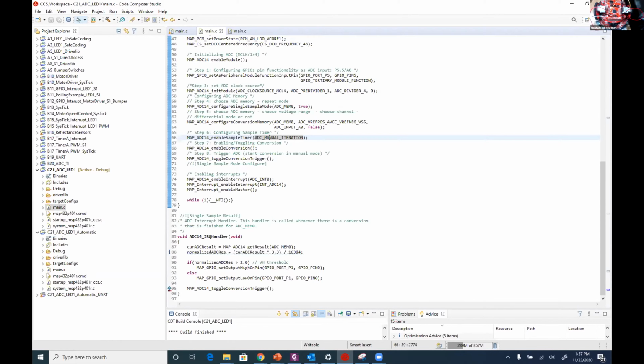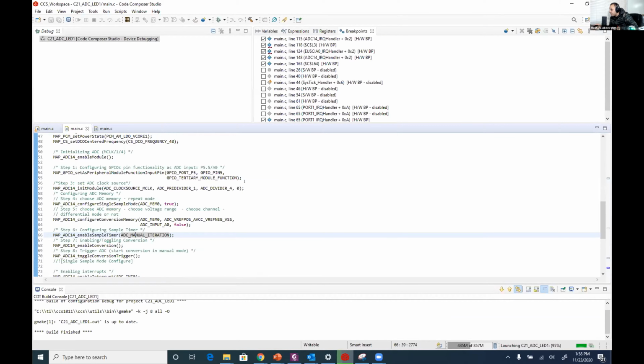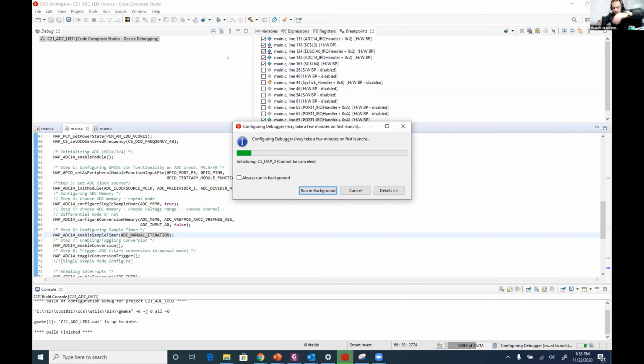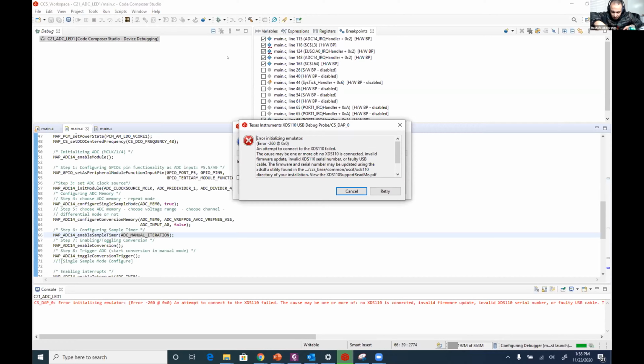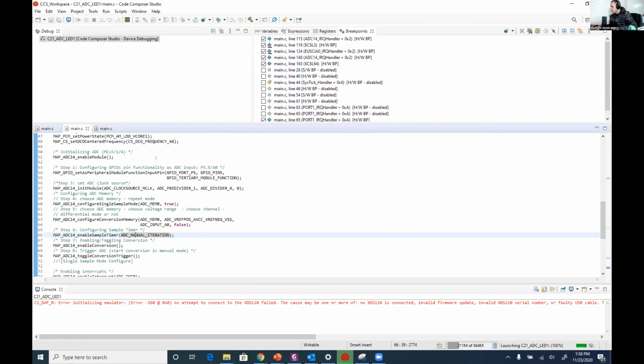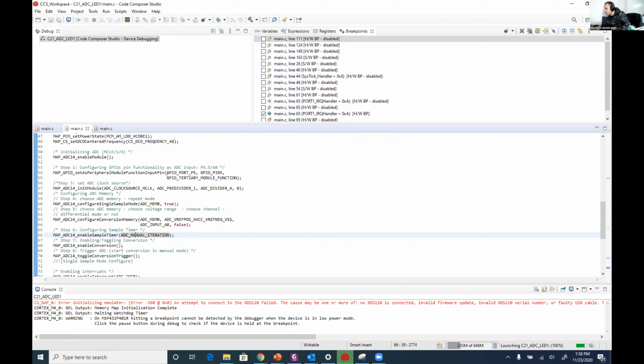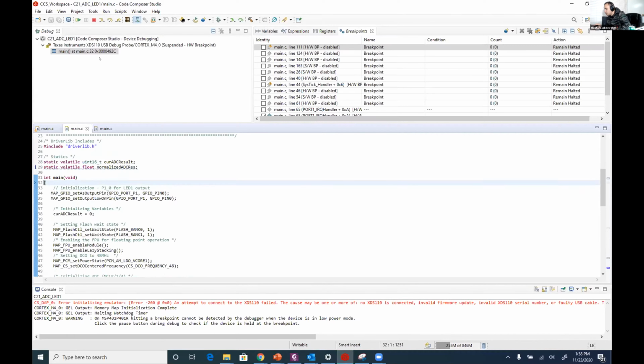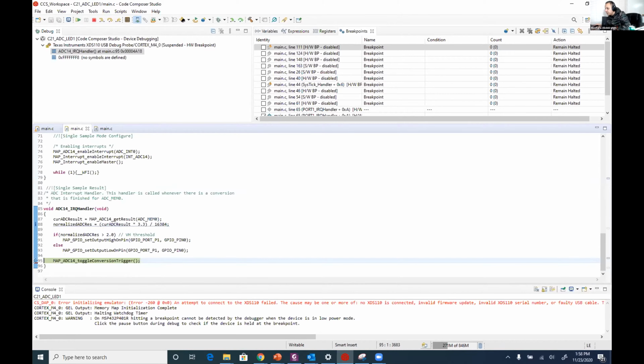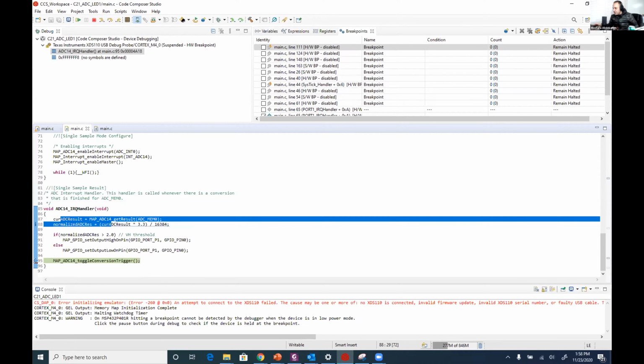Then we run the experiment and we should read 3.3. Let's see. So let me run this. Oh, it's not connected, so. Good. Now, click. We go to the inside because I triggered the conversion in that line.